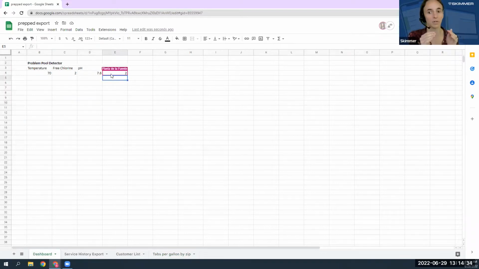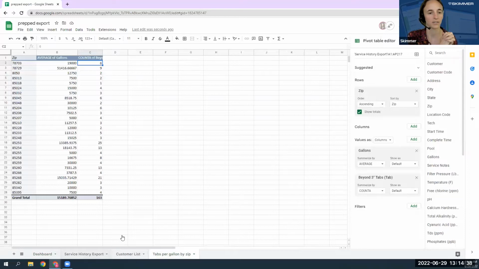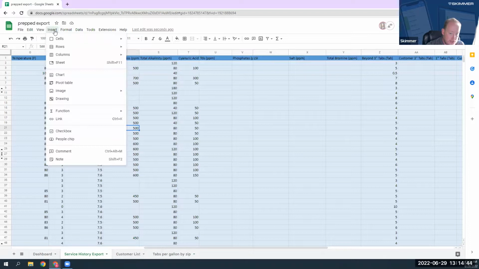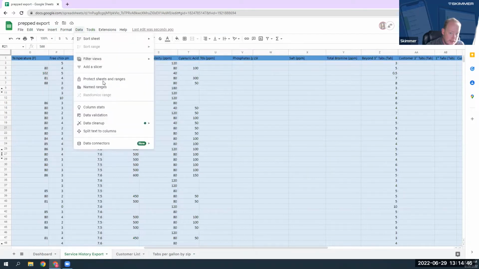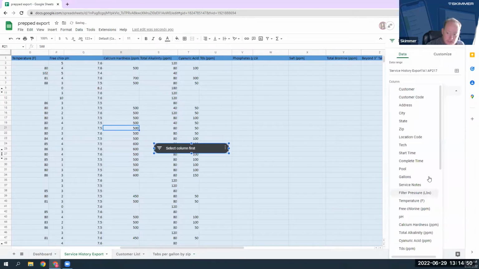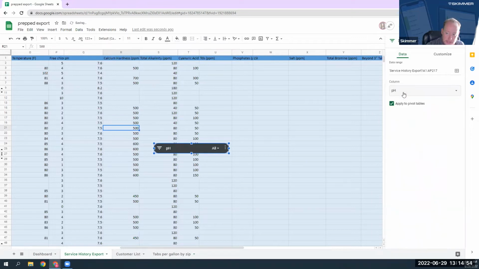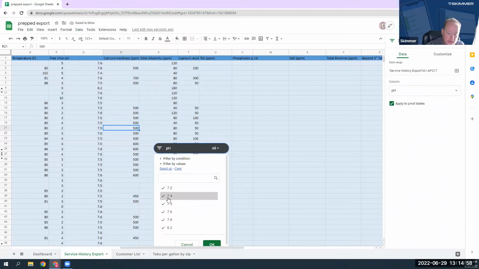Well, let's start simple, just with the filters on the service history. Yeah, that's a good point. So we could, again, implement our slicers. If we just go to the data and add a slicer, when we're looking at our measurements, we can find, I just saw it, yeah, pH. So now we can really quickly look at any of our pools.